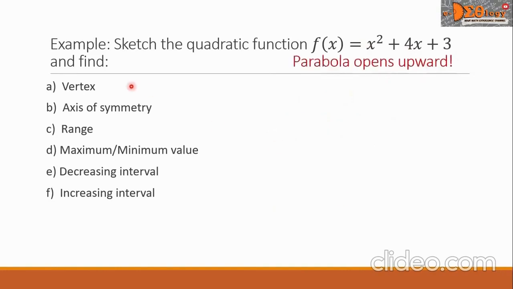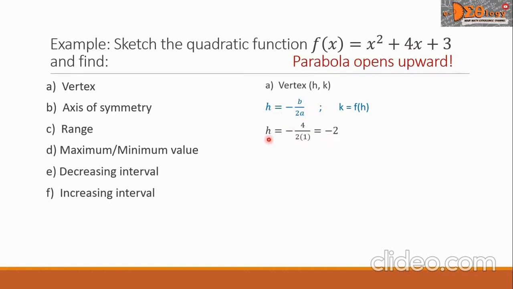Now let us start calculating the vertex. We have the formula for the vertex. For the h is equal to negative b over 2a. Let us substitute the values. For the b, it is 4, and for the a, it is 1. So let us simplify this negative of 4 over 2 times 1, and we have the answer negative 2.